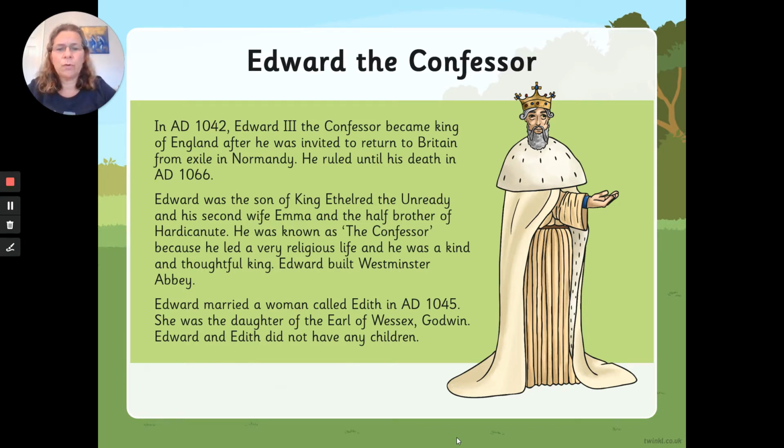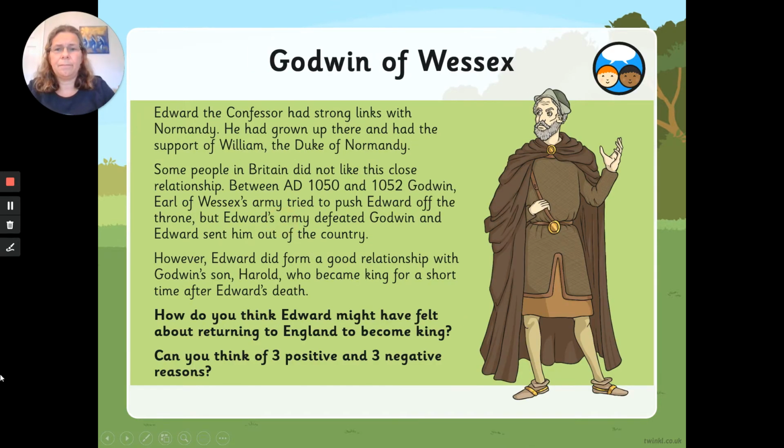Edward married a woman called Edith in AD 1045. She was the daughter of the Earl of Wessex, Godwin. Edward and Edith did not have any children. Godwin of Wessex. Edward the Confessor had strong links with Normandy in France.